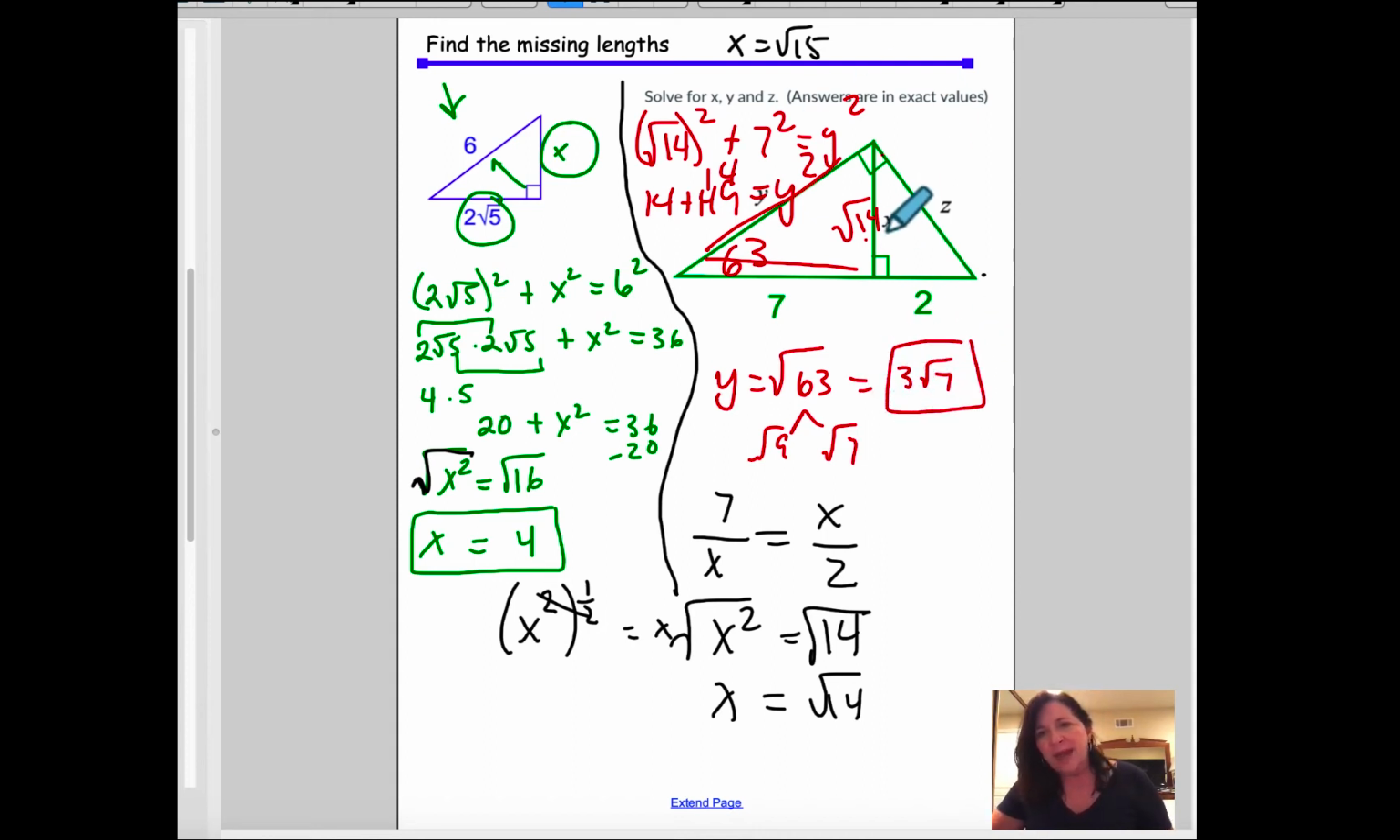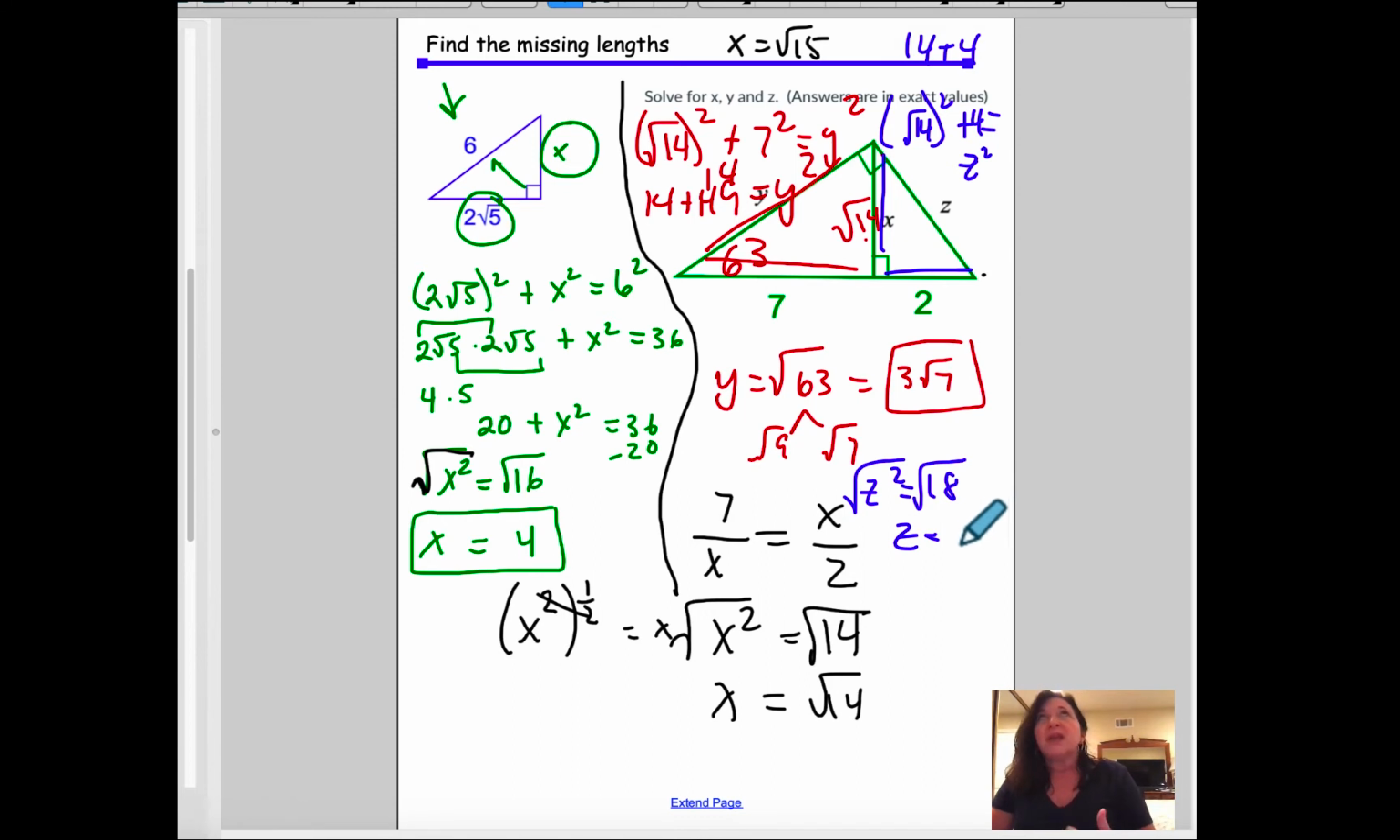Now the last one would be to find z, and I would say the square root of 14 squared plus leg squared, so plus 2 squared, which is 4, is equal to z squared. So square root of 14 squared is 14, and 14 plus 4 is 18, equal to z squared. So z squared is equal to 18. I'm going to square root both sides. I get z equals square root of 18.